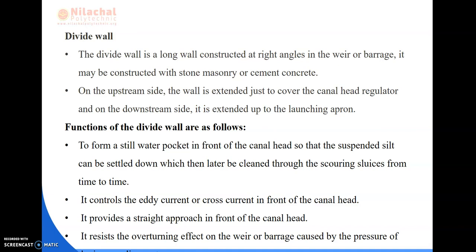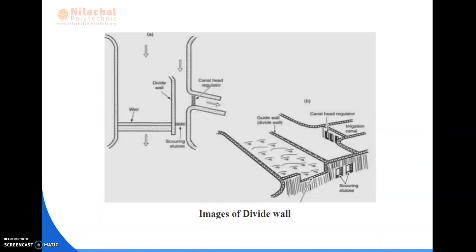What are the functions of the divide wall? First point, it forms a still water pocket in front of the canal head so that the suspended silt can be settled down, which can later be cleaned through the scouring sluices from time to time. It controls the eddy current or the cross current in front of the canal head. It provides a straight approach in front of the canal head. It resists the overturning effect on the weir or barrage that is caused by the pressure of the impounding water. Okay. So these are the images.